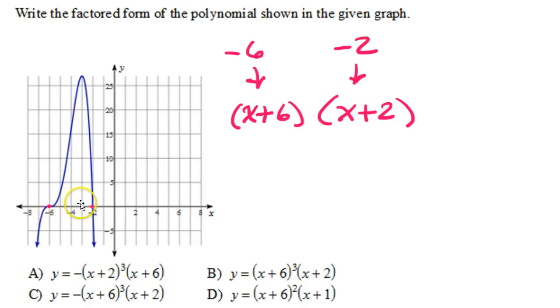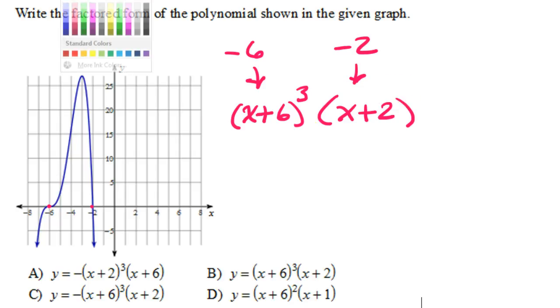So at the -6, we have an inflection. See how it sort of flattens out and passes on through. That tells us that this factor must be cubed. But at -2, it just passes straight on through. So we're going to leave this factor plain with no exponent.